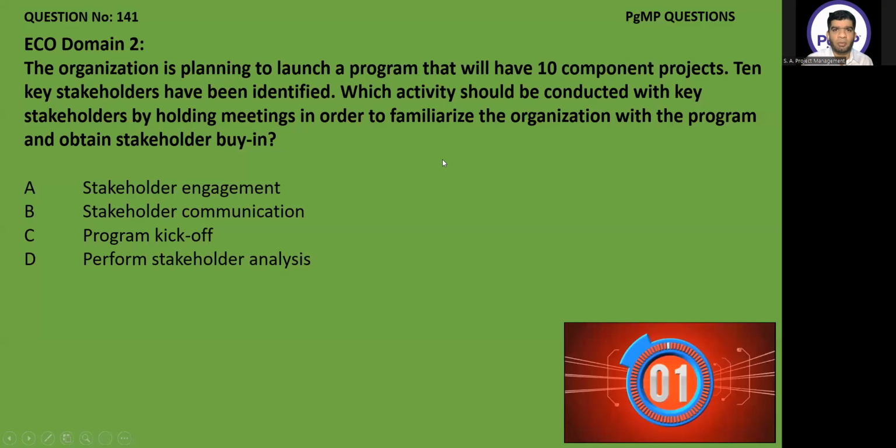So here the key point was which activity should be conducted with key stakeholders. If it was not mentioned by holding the meetings, then the answer could be A. It means we have to engage the stakeholders. That is the best option if he is not mentioning the meetings, but here he has specifically told you that you have to conduct a meeting. So out of these 4 options, only program kickoff is a type of meeting. So from the keyword of the meeting and conducting with the key stakeholders, the answer can only be C.